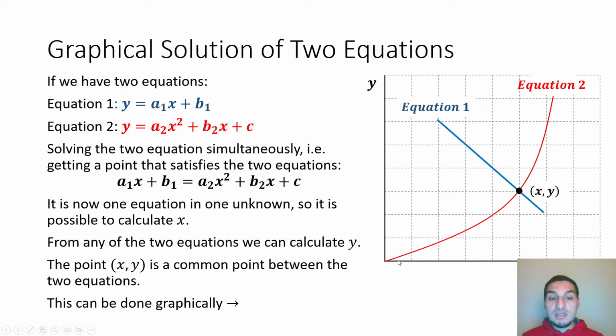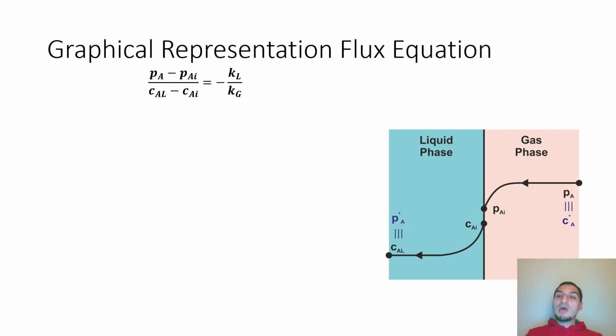In this case, it's easier for you to draw the tabulated data and plot the other line, and get the intersection. The other option is to do data fitting to get the equation that fits the tabulated data, and then use this equation with the other equation to get the solution. But this might not be an easy way to do it compared to drawing the two lines. So this is what we need to know about the graphical solution of two equations. Now let's go back to the flux equation.